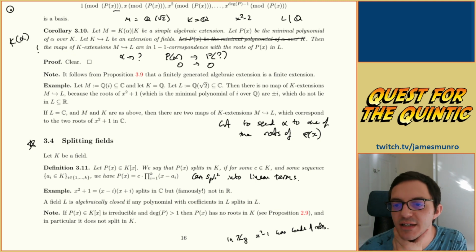The maps of K extensions. M to L, so from K into L will be an extension of fields. So we had K going up to L.